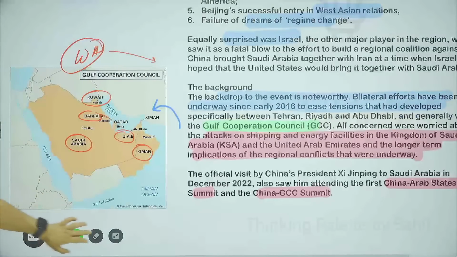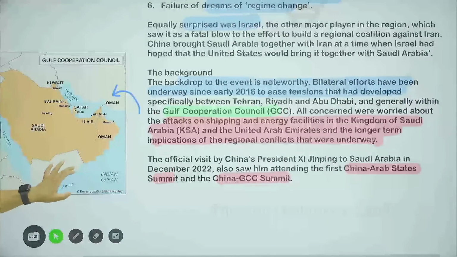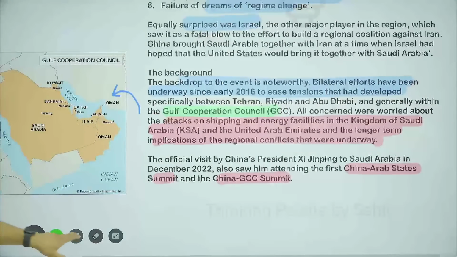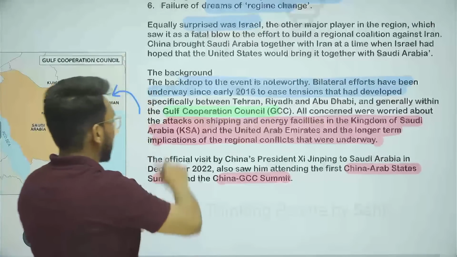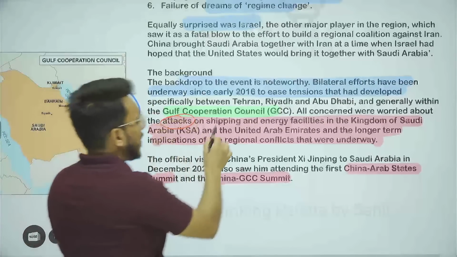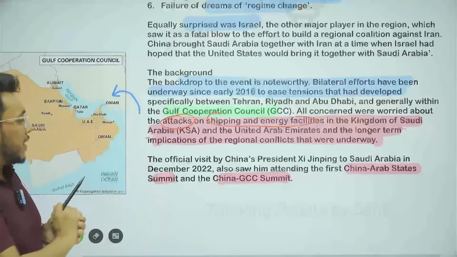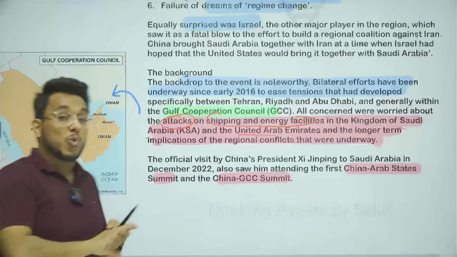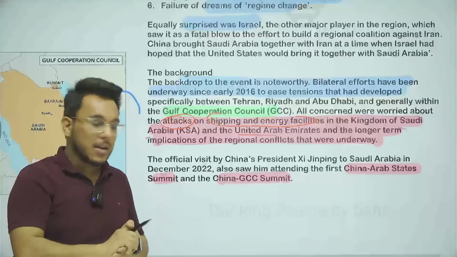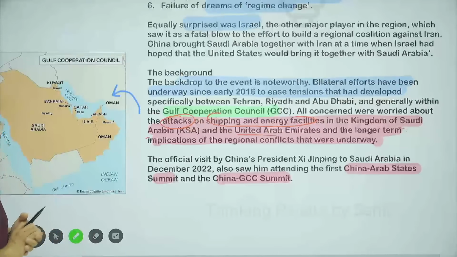Now, moreover, guys, in this background, if we see the rivalry between Saudi Arabia and Iran, because of that there were talks that attacks can be made on shipping and energy facilities in Saudi Arabia, and even in the UAE, attacks can be made by militias sponsored by Iran. And all these things will bring a security challenge to the entire region.